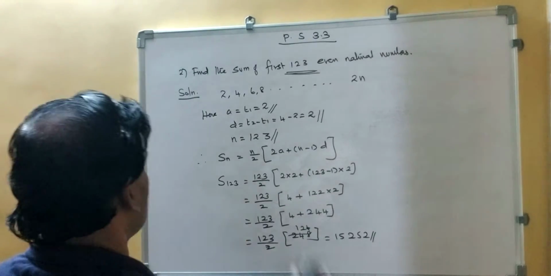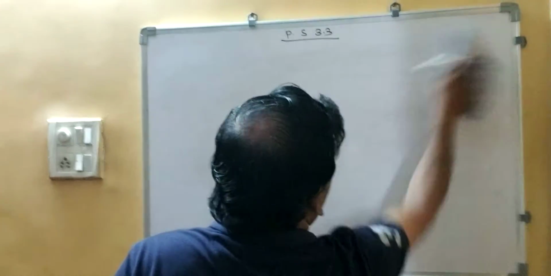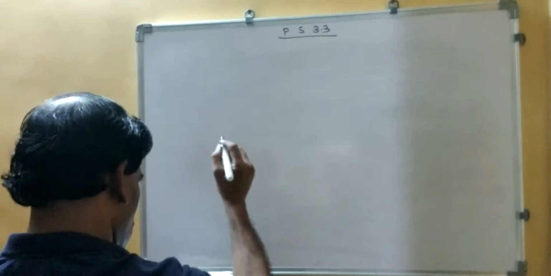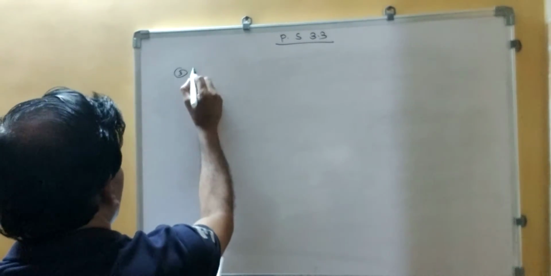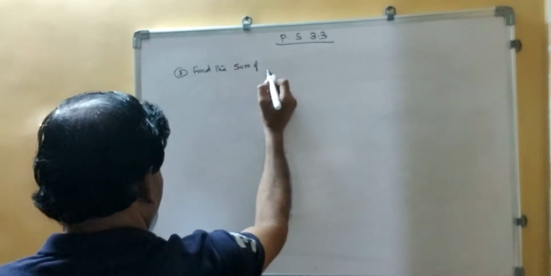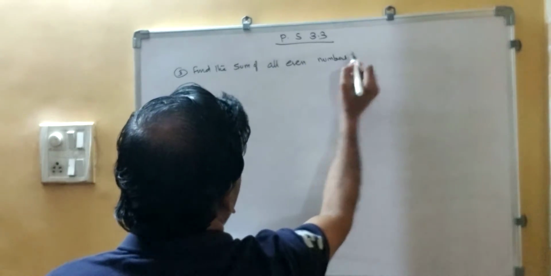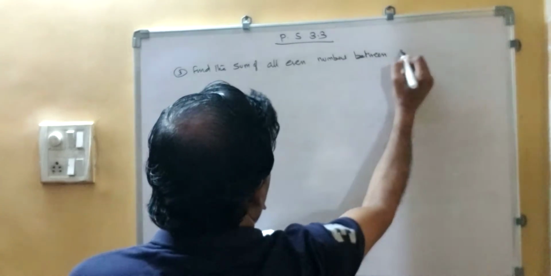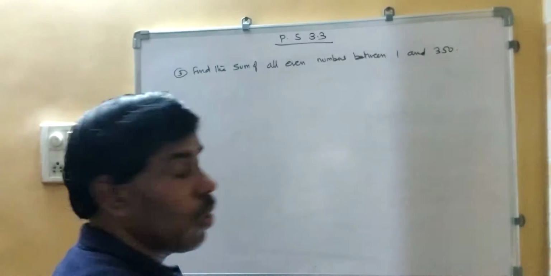Now we will do another sum, the third sum. Third sum is what? Find the sum of all even numbers between 1 and 350. Now look at this.